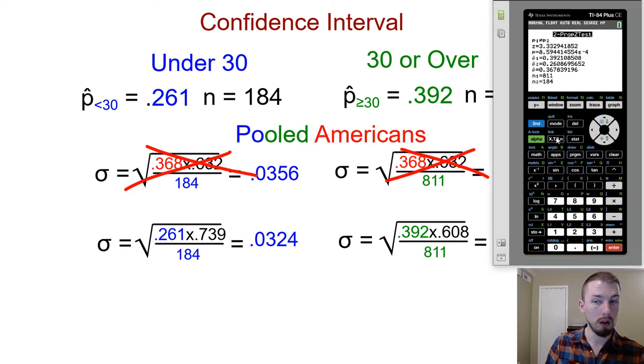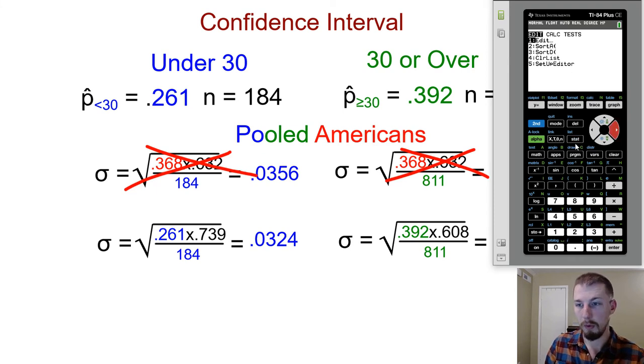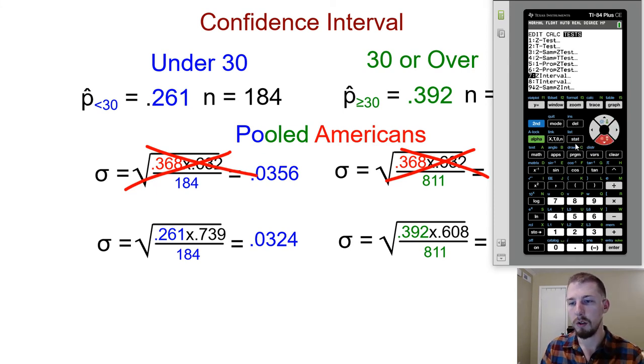So no big deal. Let's go ahead and put it in the calculator. We'll go over to test. I think it's B, as in Bravo, 2-proportion Z interval, and we already have the data entered. We'll do a 95% confidence interval. And then there's our interval.